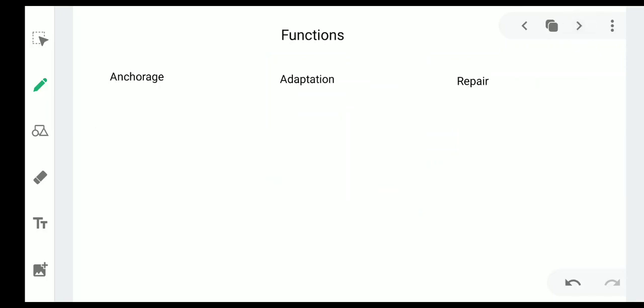Now coming to the functions of cementum, there are three basic functions. First is anchorage, second is adaptation, and third is repair. Now what do you mean by anchorage?